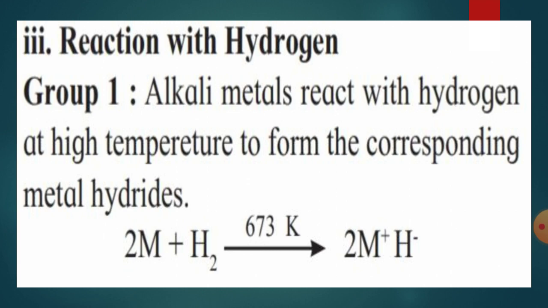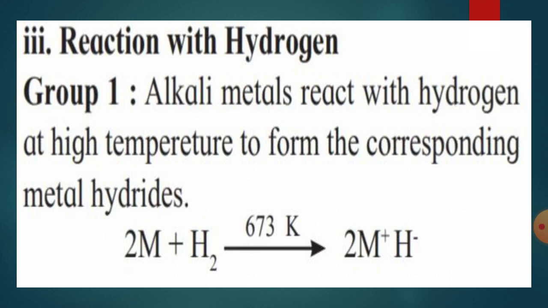Let's see the other reaction with hydrogen. Now group 1 reaction with hydrogen. This group 1, that is your alkali metal, when it is reacted with hydrogen, the condition is high temperature. The temperature given is 673 Kelvin, so the temperature is very high. When this metal is reacted with hydrogen, it gets converted into metal hydride. M means here any of the metal. Take lithium, sodium, potassium, take any of the metal.